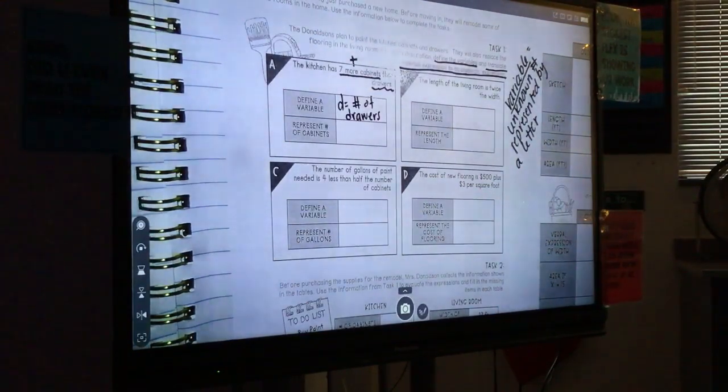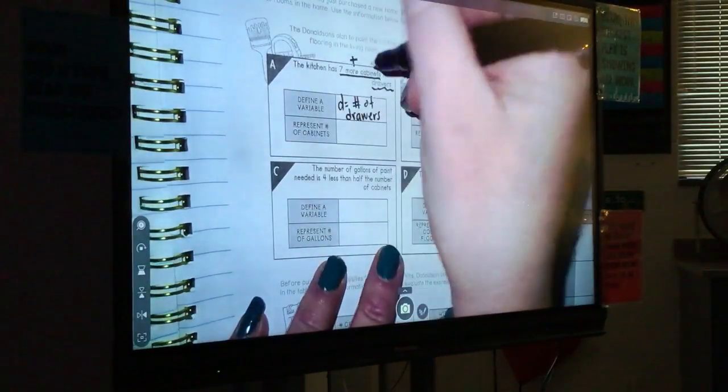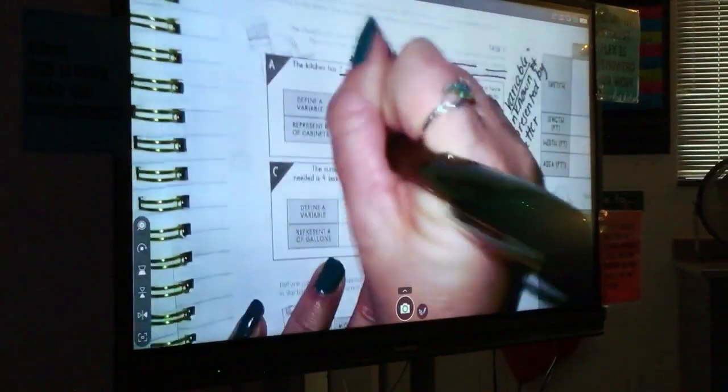And then where it says represent the number of cabinets, we're just simply going to take 7 more cabinets than drawers and write it as an expression. So we're going to do 7 plus D.